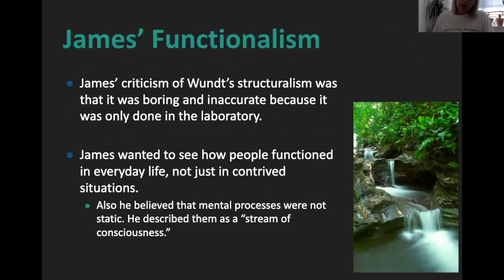So again, James criticized structuralism because of its reliance on laboratory research. Not to say laboratory research isn't good, but of course there are different implications of what happens in a lab versus what happens in the real world. James wanted to see how people function in everyday life, not just in these contrived situations that are controlled by a scientist in a lab. He also believed that mental processes were more like a stream of consciousness, constantly changing and evolving and moving rather than just staying the same, like Wundt and the structuralists often did.